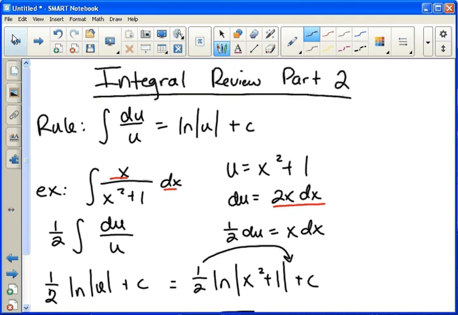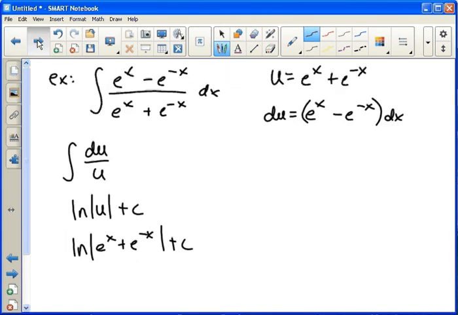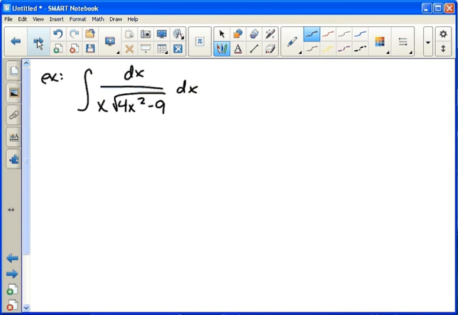For this example, our power on top is 0, and on the bottom we've got a squared. So that's not going to work out really well for us with regular u sub. So we have to use inverse trig. If you remember, there's really just 3 inverse trig rules. That's arcsine, arctangent, and arcsecant.